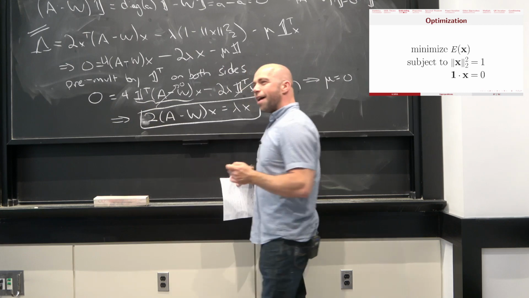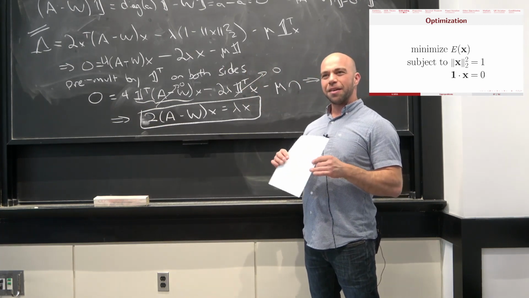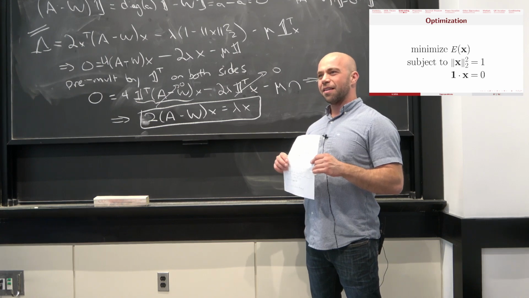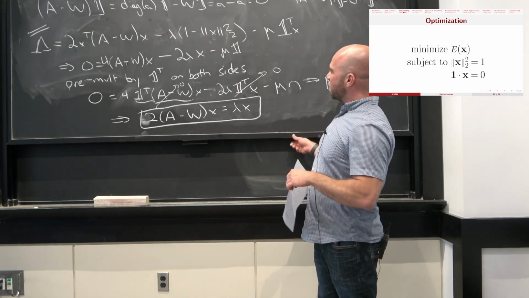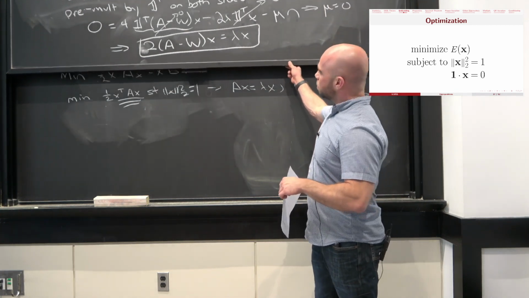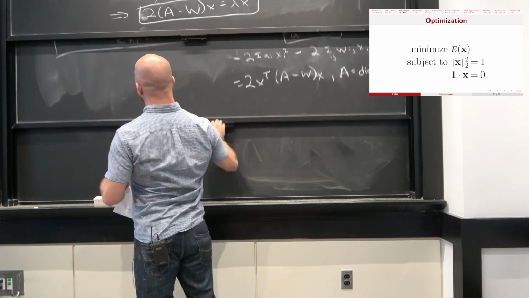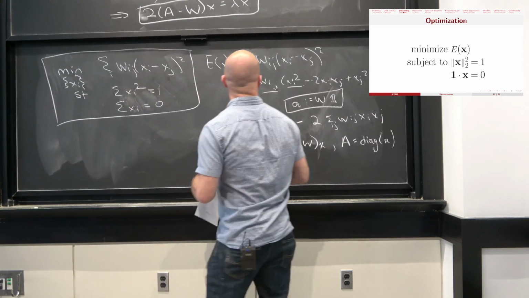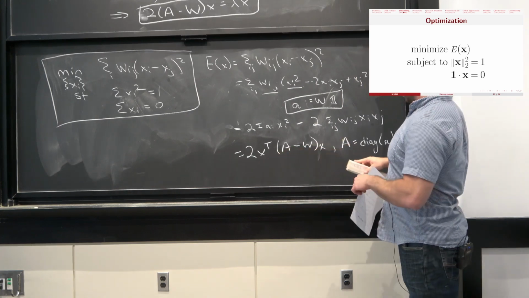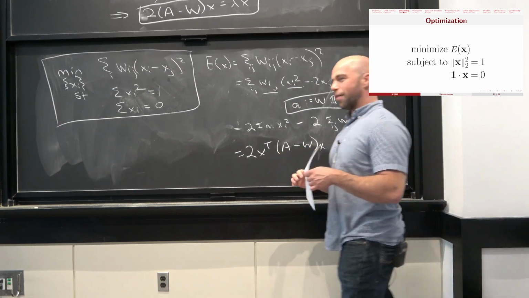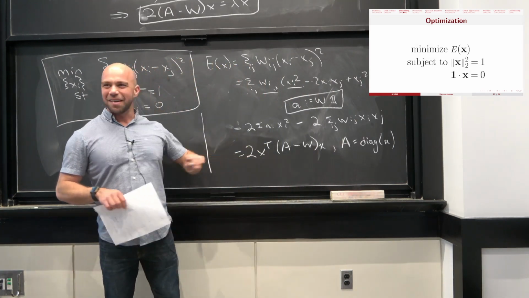Fantastic. So we want an eigenvalue of this matrix. What is the last thing that we need to do? We have to figure out which eigenvalue. Right? There's a bunch of them. So in particular, if we return to our objective function, remember it's 2x transpose (A minus W)x. In fact, maybe I'll just continue over here so we can remember our expression.